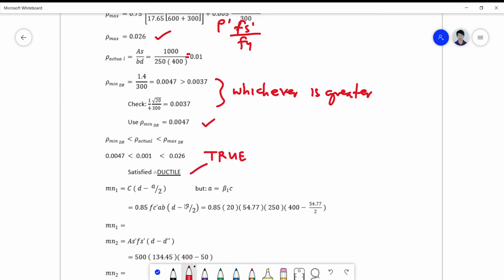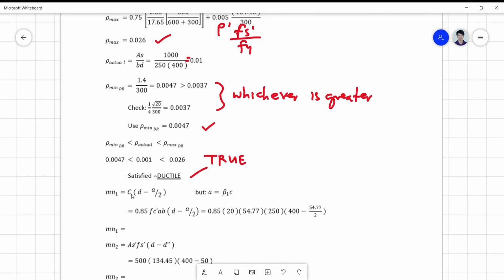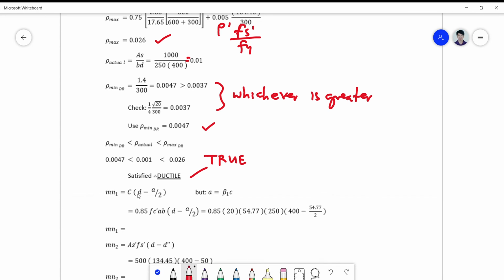For the moment capacity, you simply directly substitute your c. This is actually, I think, Mn1, which is C1 times (d minus a over 2), which is 0.85 f'c a b times (d minus a over 2). Simply substitute each. Don't forget to double check it at home, so that we know if our computation is correct.